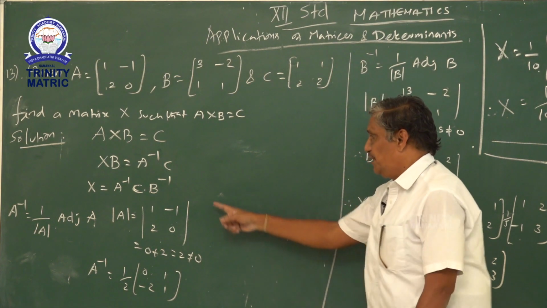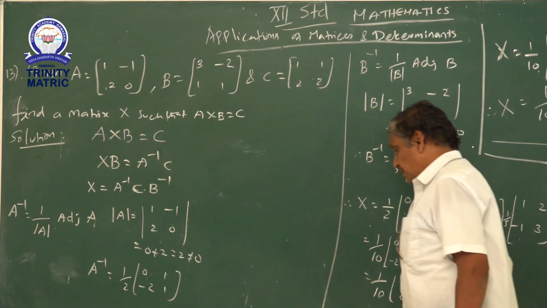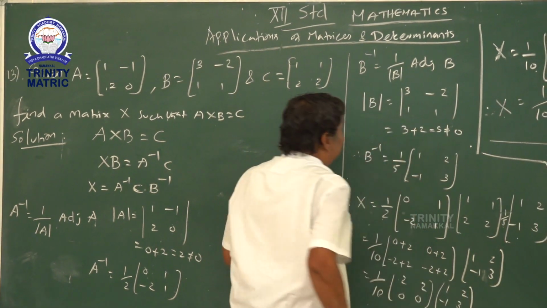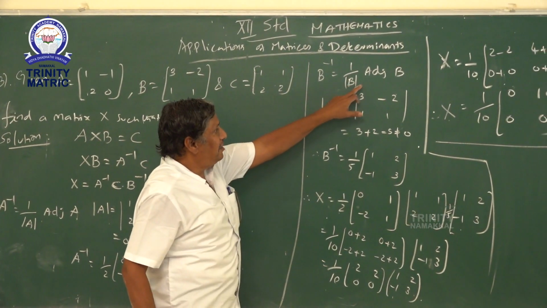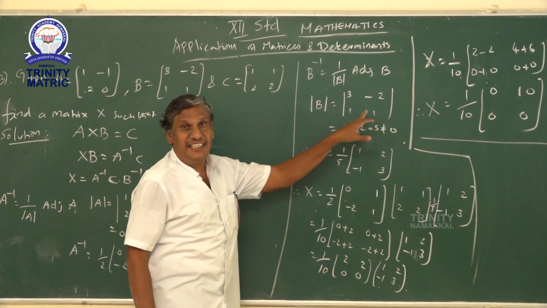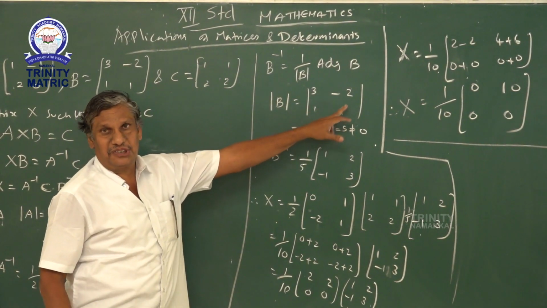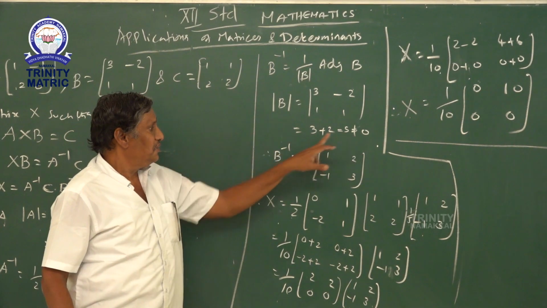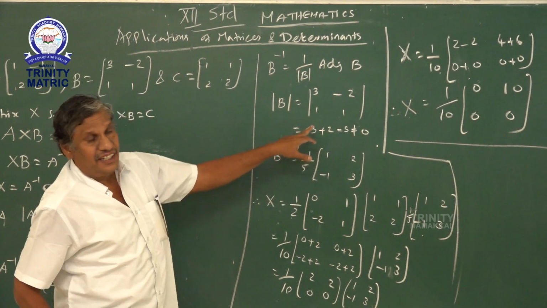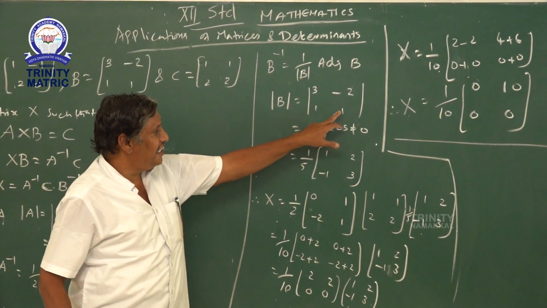Like that you have to find B inverse, with the same formula. What is B inverse? B inverse is nothing but 1 by determinant of B into adjoint B. What is the determinant value of [3, -2; 1, 1]? 3 plus 2 is 5, not equal to 0. So B inverse is 1 by 5. How will we find the inverse adjoint?